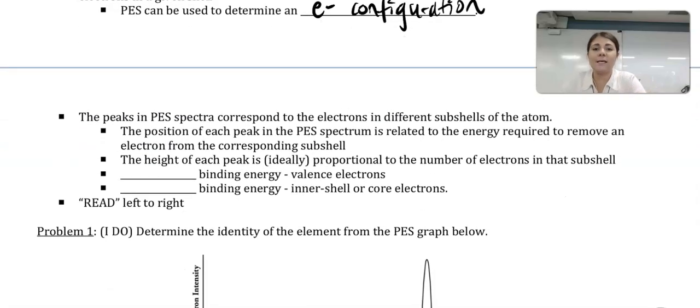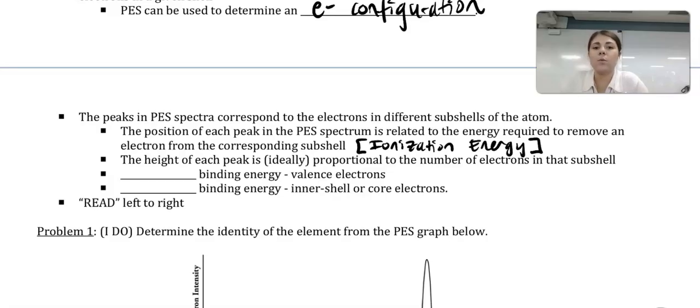So the peaks in a PES spectrum correspond to the electrons in different subshells of the atoms. Remember, subshells are talking about the s, p, d, and f. The position of each peak in the PES spectrum is related to the energy required to remove an electron from the corresponding subshell. So when we talk about that energy, we're talking about ionization energy. That's the energy needed to remove an electron.